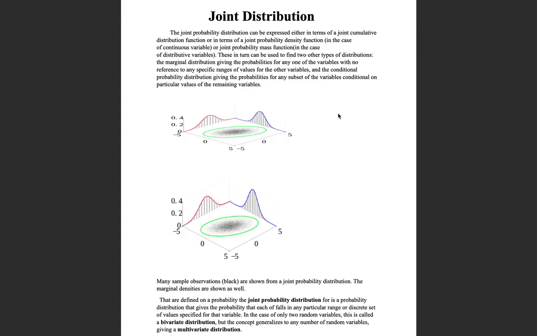Joint distribution. The joint probability distribution can be expressed either in terms of a joint cumulative distribution function or in terms of a joint probability density function or joint probability mass function. These in turn can be used to find two other types of distributions: the marginal distribution giving the probabilities for any one of the variables with no reference to any specific ranges of values for the other variables, and the conditional probability distribution giving the probabilities for any subset of the variables conditional on particular values of the remaining variables.